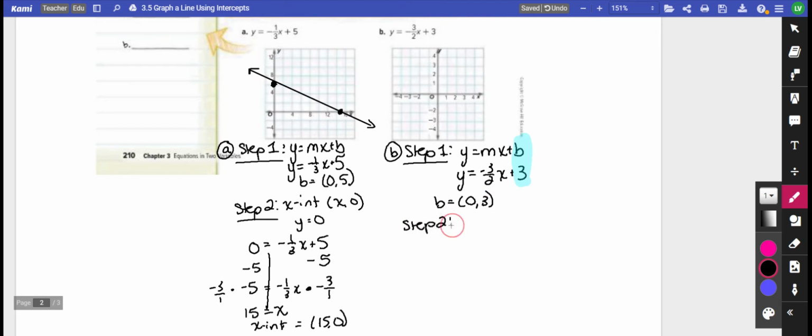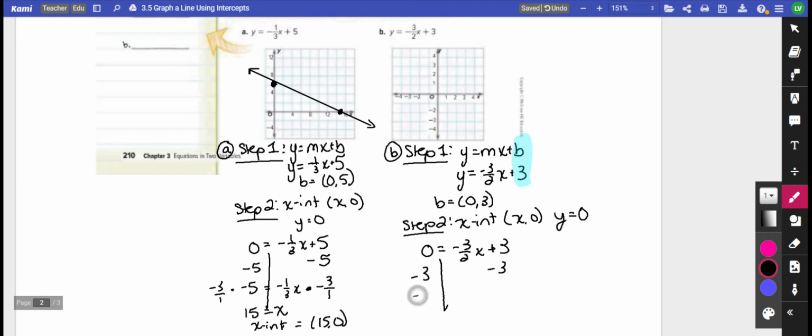Then I have step 2. I want to solve for my x-intercept. Again, that's x, 0. So that means that y is always going to equal 0 if I'm solving for the x-intercept. So 0 equals negative 3 halves x plus 3. I'm going to solve the equation. I'm going to subtract 3 from both sides. Negative 3 equals negative 3 halves x.